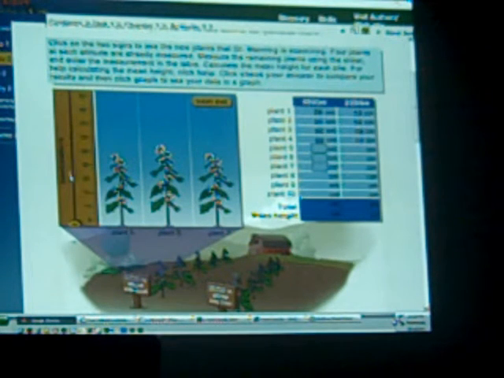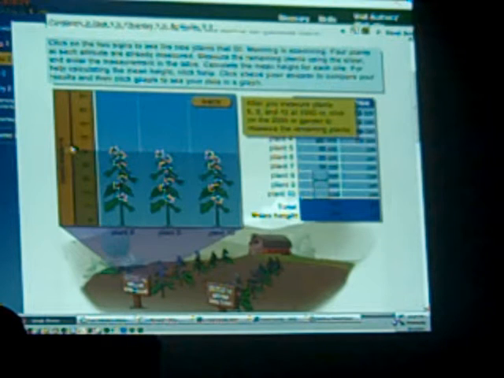Okay, try to hurry here because we're running low on time. We've got 29, 33, and 30. And we'll do the next set. I'm seeing 32, 31, and 31. Okay. Now we'll click on this garden.